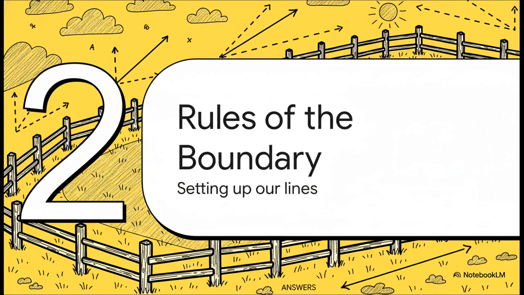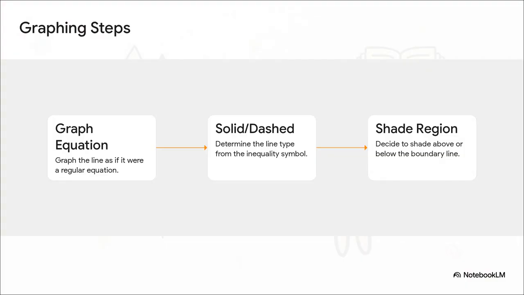Moving on to part 2, rules of the boundary and setting up our lines. Okay, before we can shade our pasture of answers, we've got to know exactly what kind of fence we are building to contain them. To graph any linear inequality, you really just need to follow these 3 reliable steps. Step 1, you just pretend the inequality symbol is a standard equal sign and find your intercepts to graph the line. Step 2, figure out if that line should be solid or dashed. And step 3, decide if the answers live above that line or below it. Honestly, it is that straightforward.